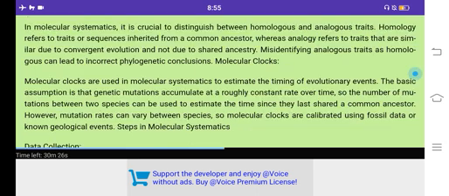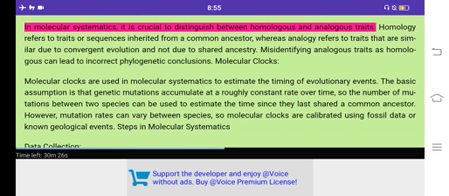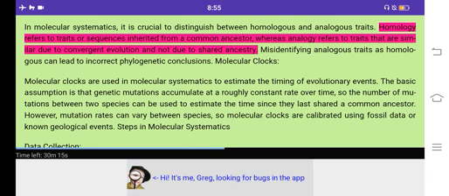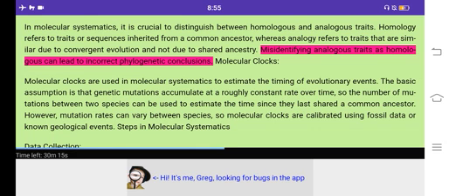Homology versus analogy. In molecular systematics, it is crucial to distinguish between homologous and analogous traits. Homology refers to traits or sequences inherited from a common ancestor, whereas analogy refers to traits that are similar due to convergent evolution and not due to shared ancestry. Misidentifying analogous traits as homologous can lead to incorrect phylogenetic conclusions.